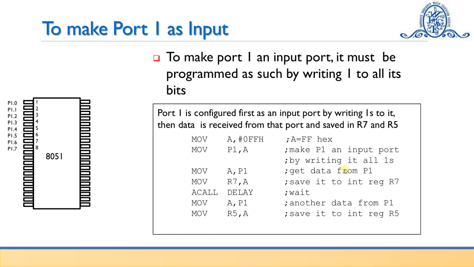And then you can read the data on this input port by using the instruction MOV A, P1. So the data available on the 8 pins of P1 will come to the accumulator, and then from the accumulator it is stored in R7. Then we wait for some time and again read the data, and the next data will be saved to the second register R5. In this way you can read the external data which is connected to port 1.